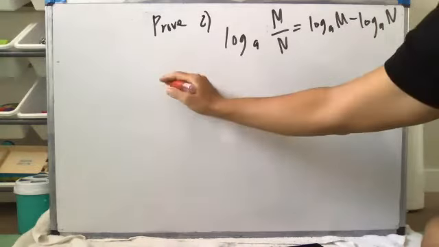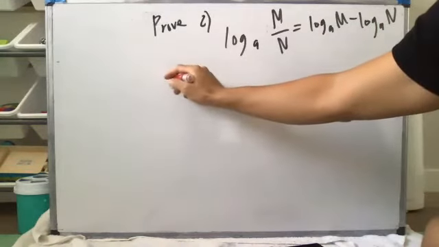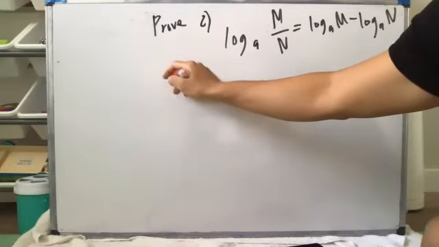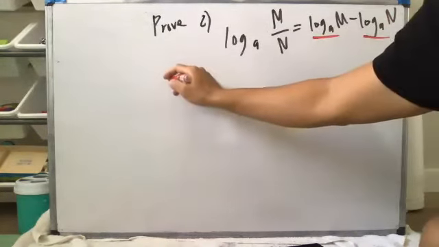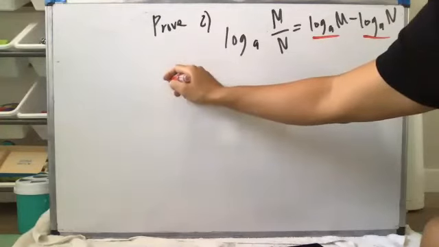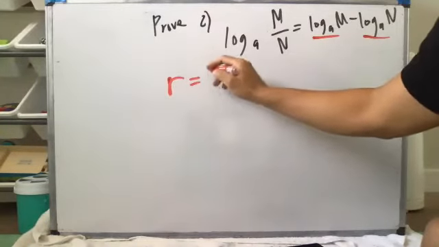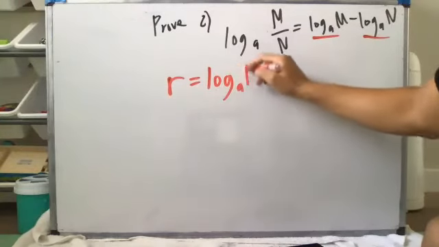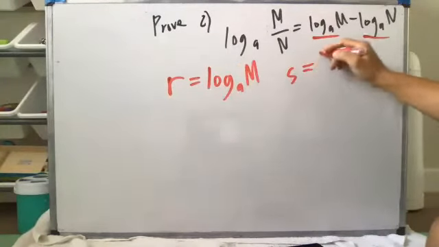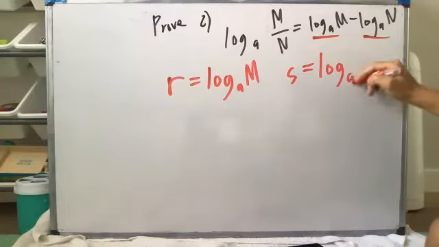So let me just list some facts that I know. Let me give a new name to this part and a new name to that part. The book uses R and S, so let's use R and S. Let R be equal to log base a of m, and S we'll call log base a of n.